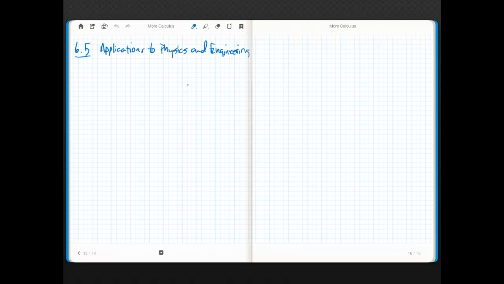We're in 6.5, Applications of Physics and Engineering. This is Section Zilla, man. There's so much to do in this section. We're going to take a lot of time on it, though. I think we take 4 days or something like that. This is going to be a relatively long lecture. I'll try and get you through it as painlessly as possible. We're going to do Applications to Physics and Engineering.